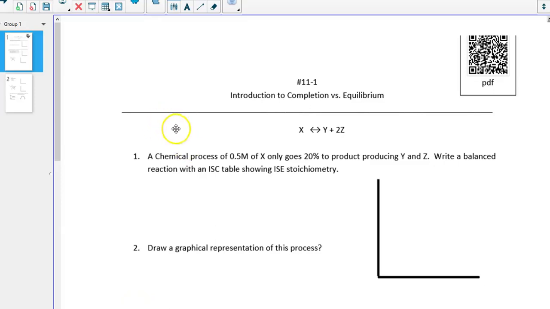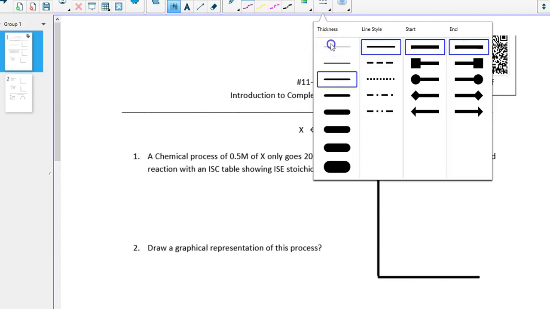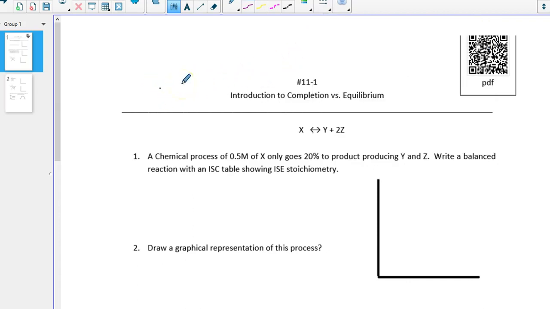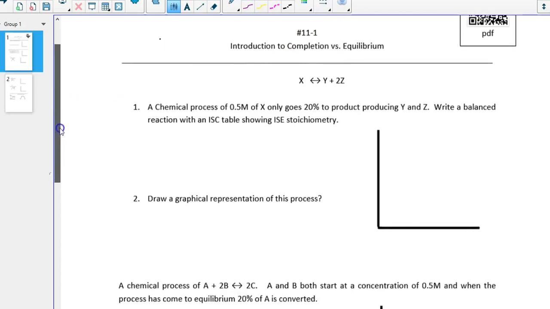I'm going to run a little answer key to a video here on Introduction to Completion and Equilibrium. This particular worksheet is, I think, easier to do via a little video than a PDF, so let's give it a try. The first reaction goes 20% to completion.